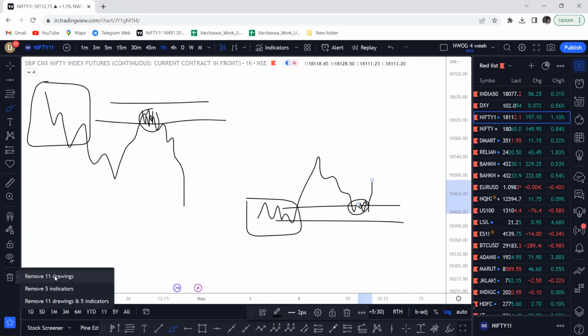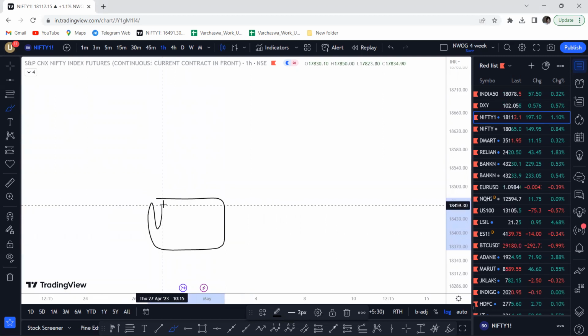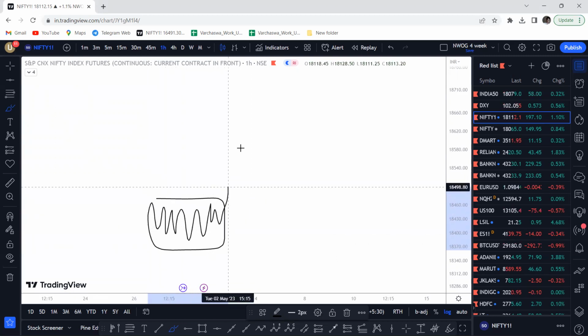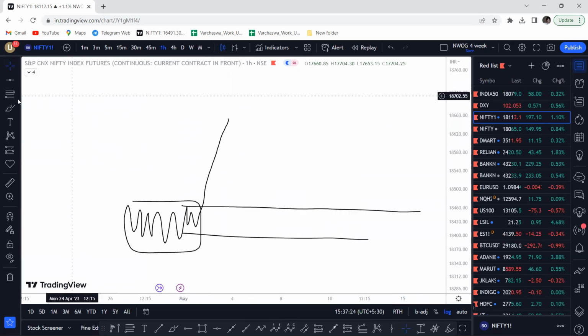However, there is one major tip that you need to follow. Please look at this structure very carefully. If you understand this structure, you will be able to take high probability volatility contraction pattern entries and trade them very well. So let's say you have a base here. This is where the price breaks out, so you get your demand zone right here.